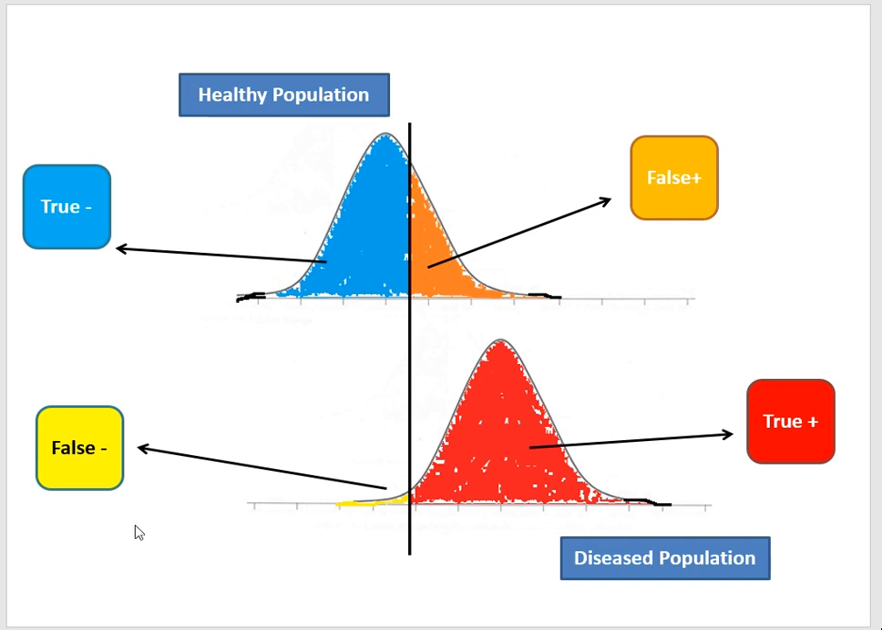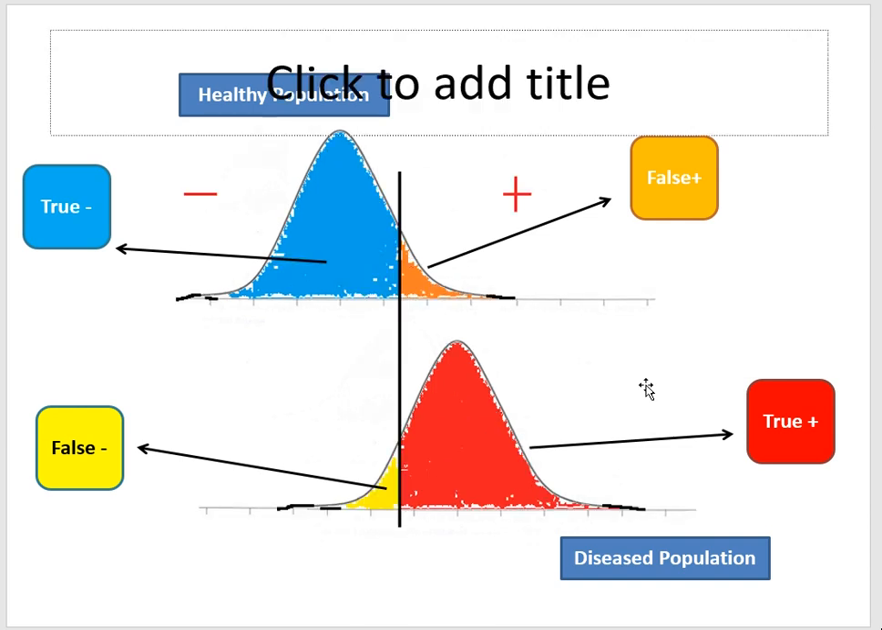So in the healthy population, the blue are the true negative because they're below the line. The orange are the false positive because they're above the line. In the diseased population, the yellow are the false negative because they're below the line, and the red are the true positive because they are above the line. And notice what happens as I move to the second slide.